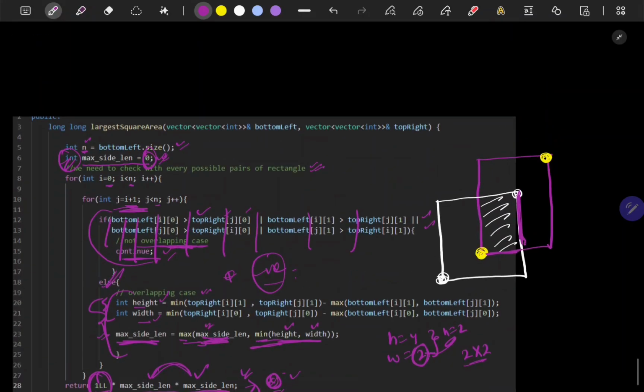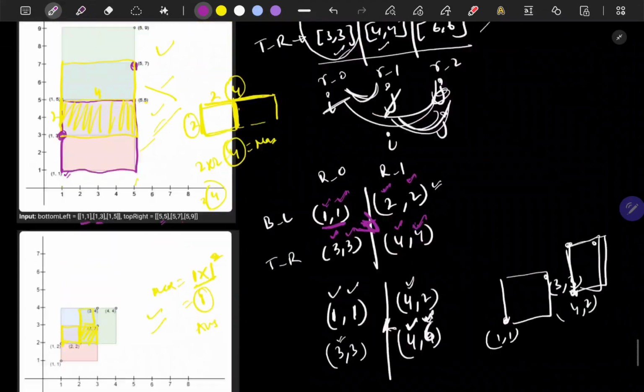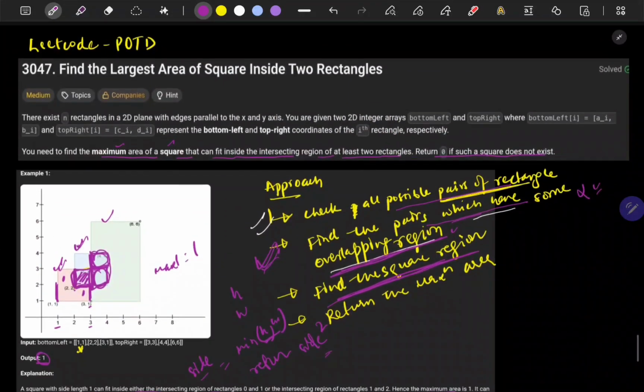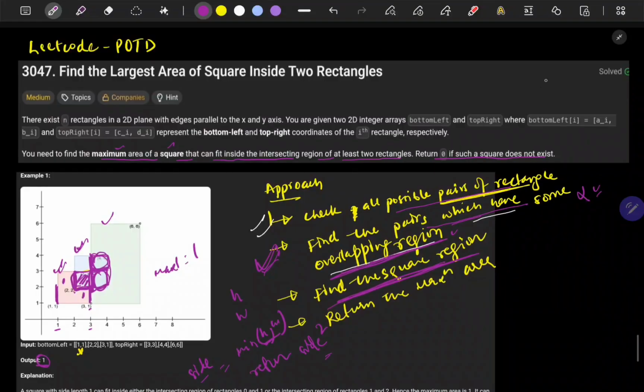So I hope you understood this solution. Just try it by yourself once, and you will be able to understand it fully.